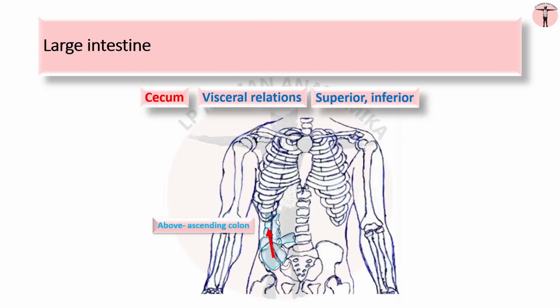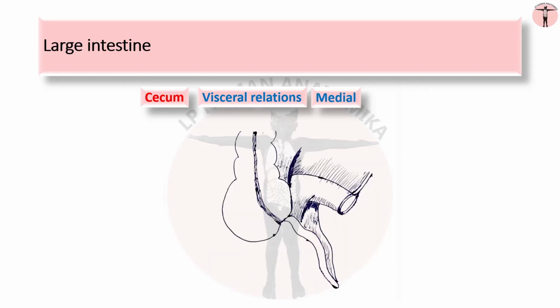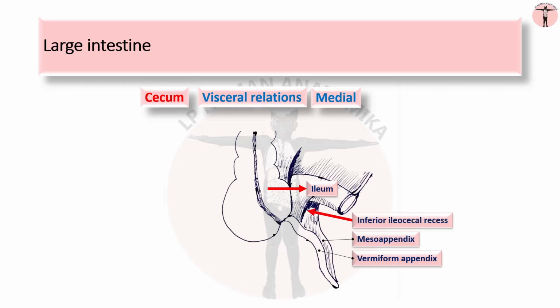Above, it is continuous with the ascending colon. Below, it rests on the lateral half of the inguinal ligament. Medially, there is the terminal part of the ileum ending at the ileocecal junction, the vermiform appendix suspended by the mesoappendix, and the inferior ileocecal recess, which is bounded in front by the non-vascular fold called the bloodless fold of Treves.